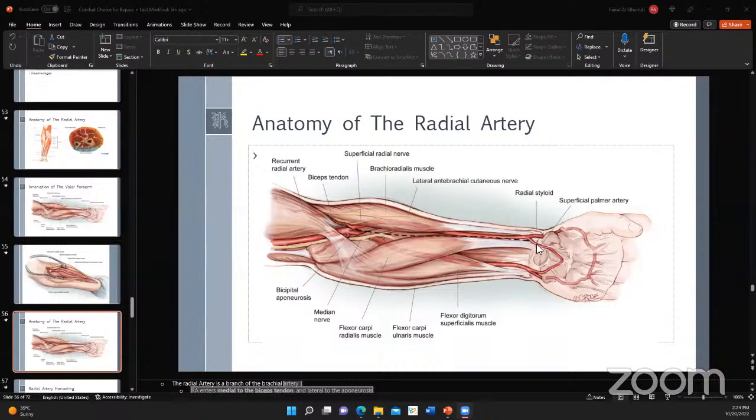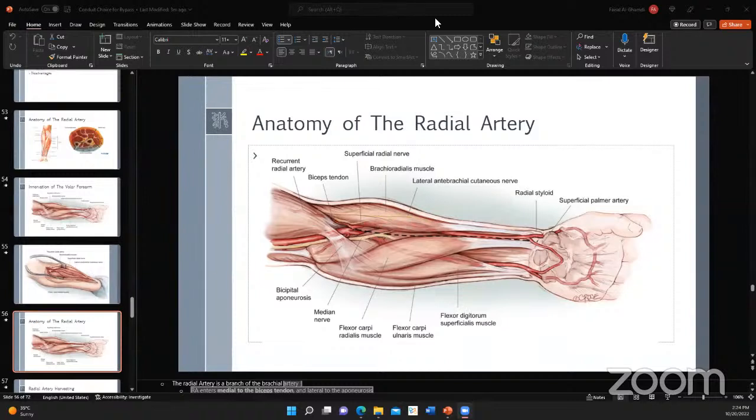Two branches: you have the superficial palmar artery and the recurrent radial artery. These are your limits for harvesting. You stop proximally by the recurrent radial and distally by the superficial palmar artery. And the two nerves that you can injure, one of which runs on the edge of the brachioradialis muscle, this one.